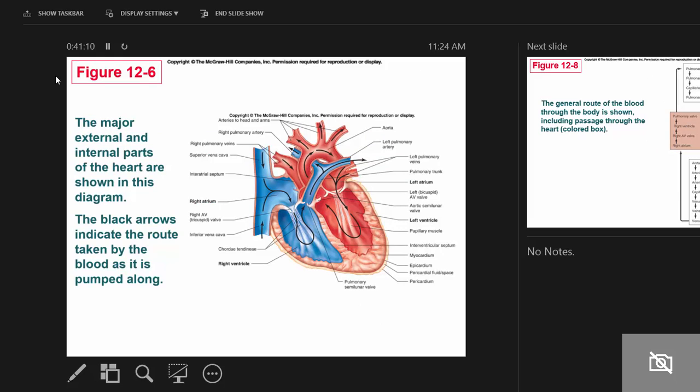So let me talk about a couple of things here. The caveats. The blood that comes back to the heart is deoxygenated, which means it has less oxygen than when it started off. Because the blood that comes out of the aorta is oxygenated. It's got about as much oxygen in it as it can carry.